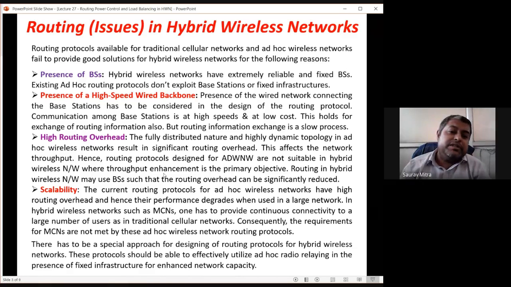So these are the 4 points you have to explain, and you have to say that because of these 4 points, direct application of a cellular routing protocol or an ad hoc network routing protocol is not possible on a hybrid wireless network. So this is a question.